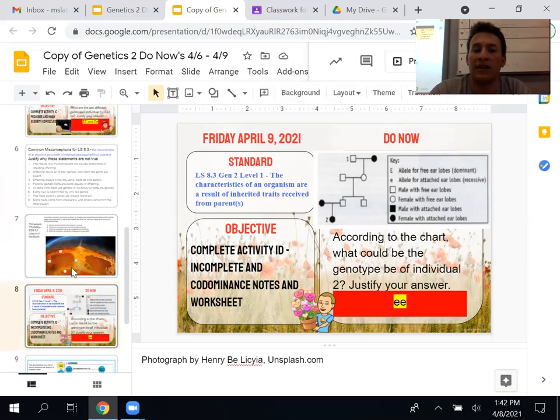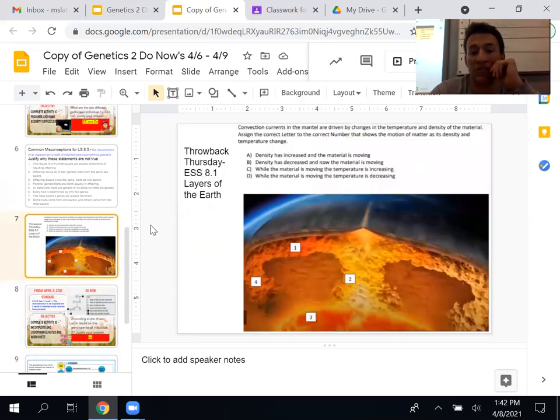All right, the last two things that I want to do is our Throwback Thursday question. This is a convection current, okay? The main thing that we need to understand about convection currents is this. When we have less dense material, it's going to want to rise. If we have more dense material, it's going to want to fall. 3 and 1, the locations of them, this is where the heating or the cooling occurs.